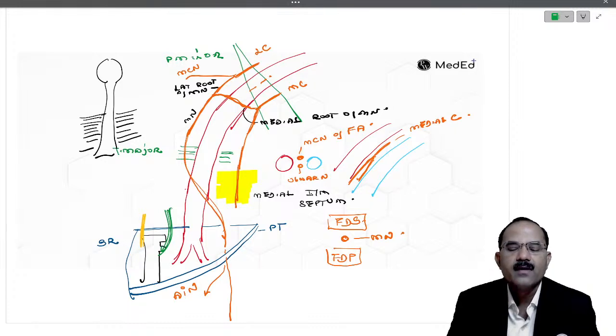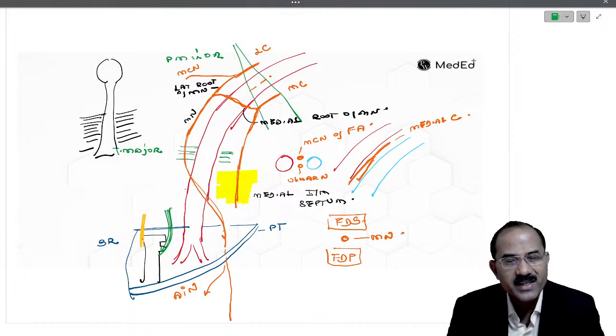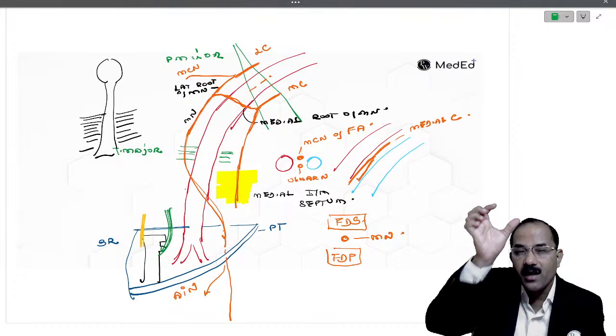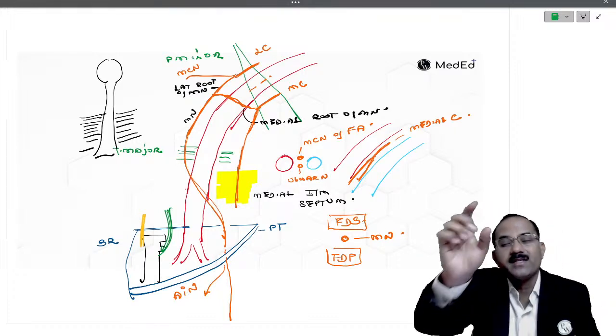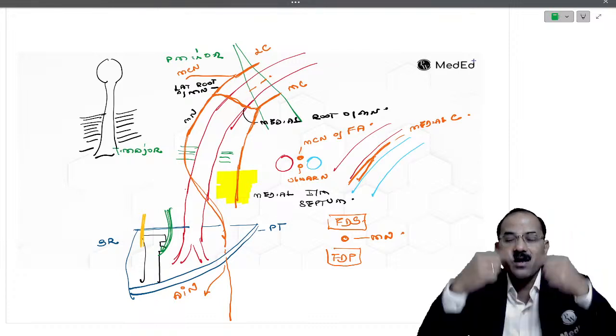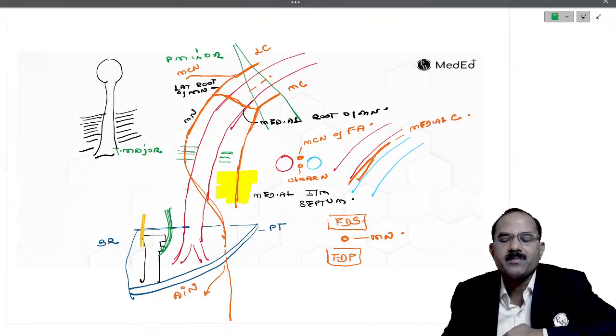Not profunda brachii. Profunda brachii goes with the radial nerve, no? It's the superior ulnar collateral artery. That's an MCQ for you. So the ulnar nerve along with the superior ulnar collateral artery is going to pierce the medial intermuscular septum.